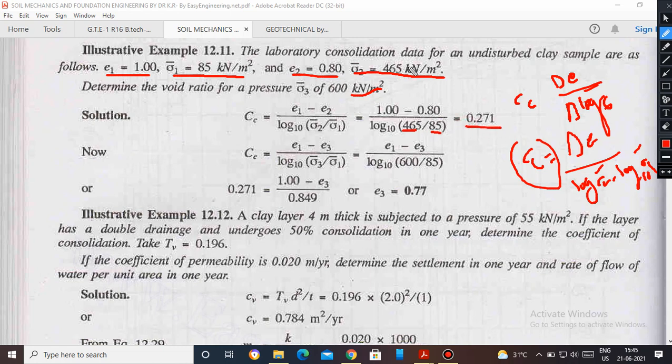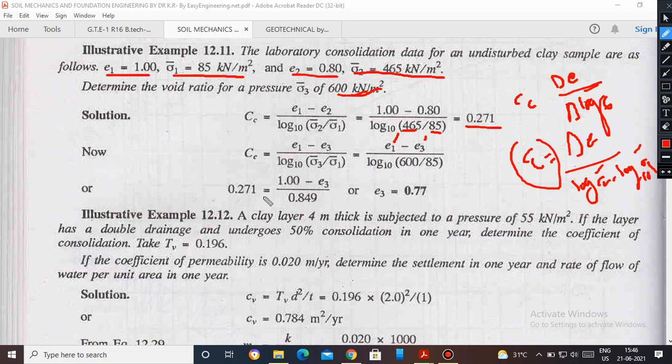Again, by increasing the effective stress from 465 to 600 kilonewton per meter square, how the void ratio changes, that we have to calculate. Again, Cc will be equal to e1 minus e3 divided by log sigma 3 bar divided by sigma 1 bar. Previously, this was the initial effective pressure. For again increasing the effective stress, how the void ratio changes, we have to calculate: Cc will be equal to e1 minus e3 divided by log base 10 of sigma 3 bar divided by sigma 1 bar.